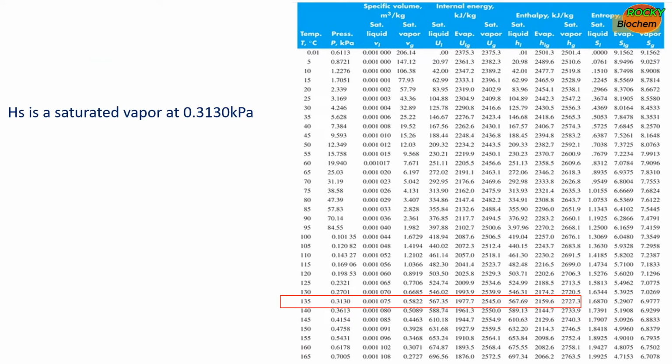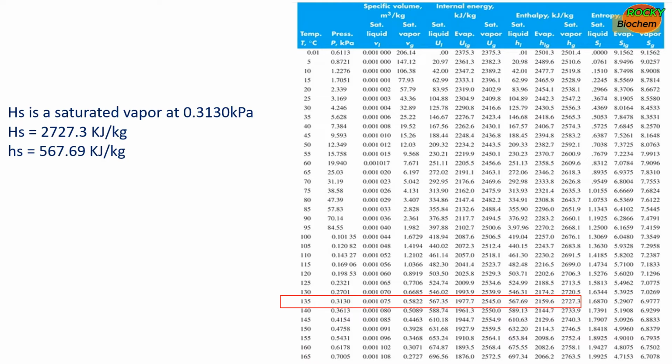The question also gave us the value of the saturated vapor pressure to be 0.3130 kilopascal. So we can directly get this from the steam table. HS2 can also be gotten directly from the steam table as 567.69 kilojoule per kilogram.